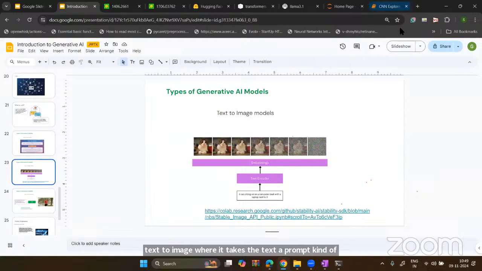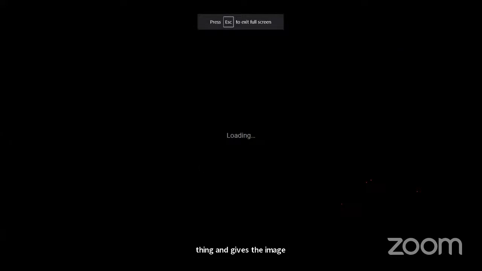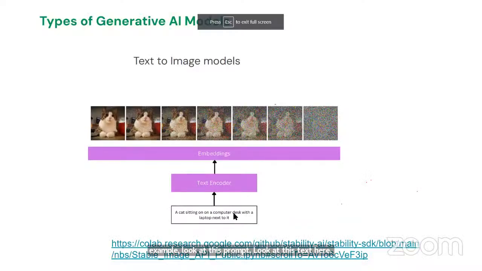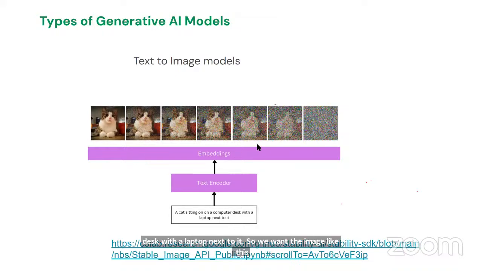For example, look at this prompt. Look at this text here, where it says cat sitting on a computer desk with a laptop next to it. So if we want an image like this, it is generating an image from it, right? I just gave a link here. I'll share this link also. This has code. We can go through this code, however we'll deal with it in later parts of our sessions. But I just want to show you. You can just explore this.